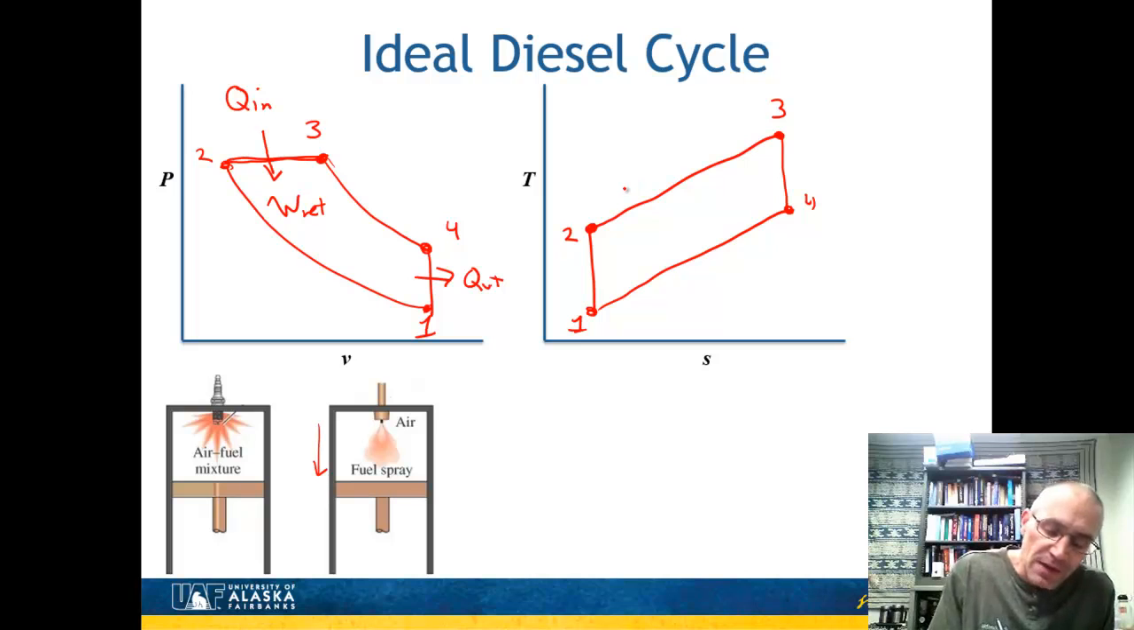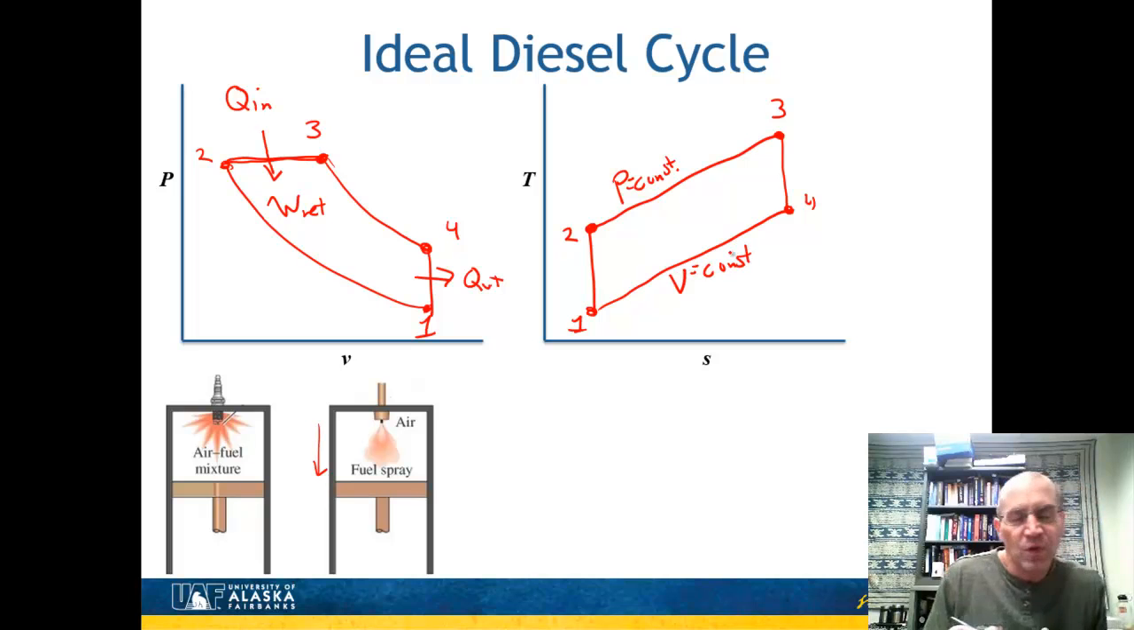The only difference is that this step right over here, pressure is constant along that step, and volume is constant along here. So the slopes of those lines are somewhat different. That's a subtlety you don't have to worry about too much. So the TS diagram looks very similar. It's the PV diagram that's a little bit different between the diesel cycle and the Otto cycle.